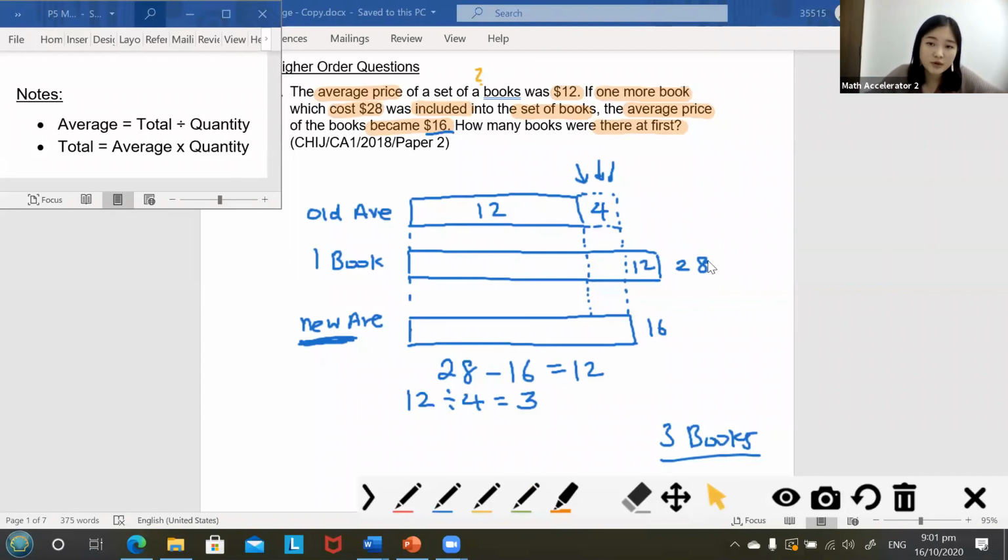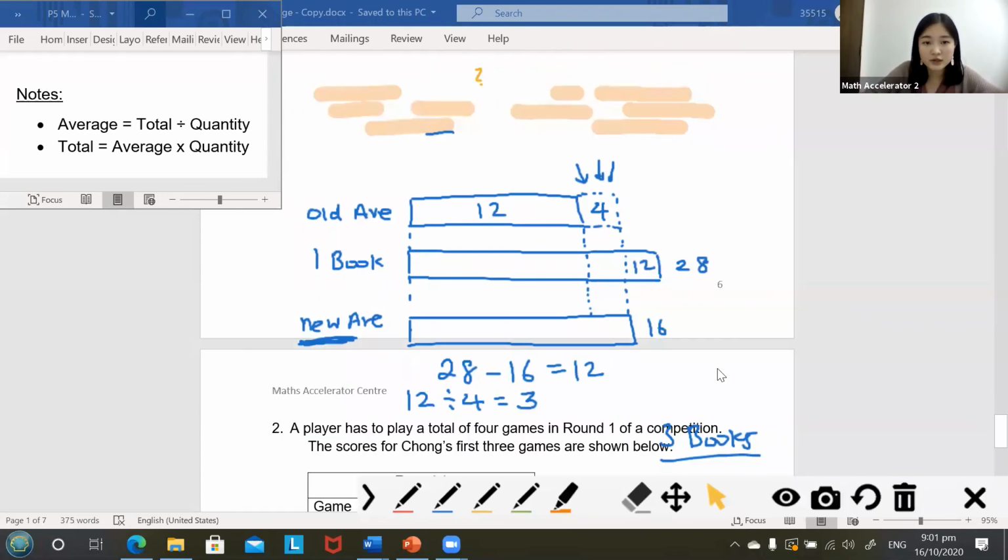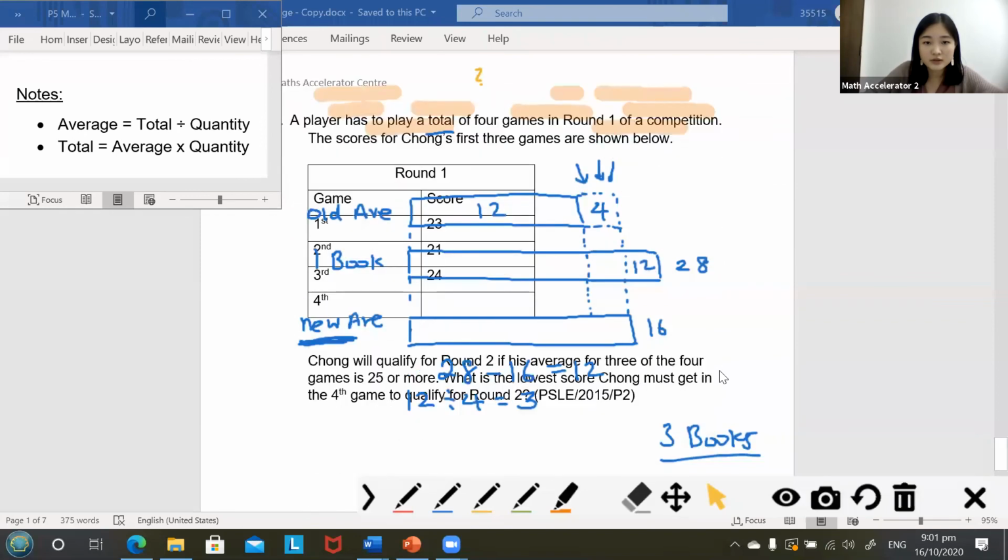Because this new book is more expensive, right? It's $28, compared to your new average here. That means it has $12 that it can distribute out to the books in the old average here, such that all of them will have an average of 16. So if each of them can get $4, you divide it by 4, you can get 3 books. Okay. Right, let's go to the next question.